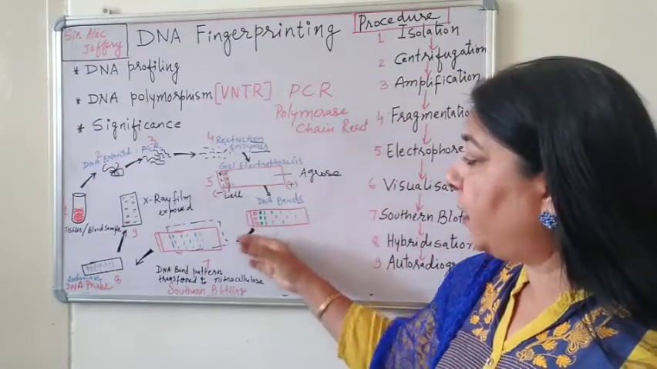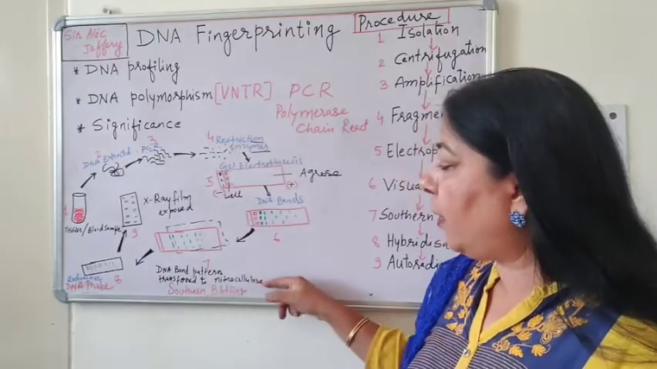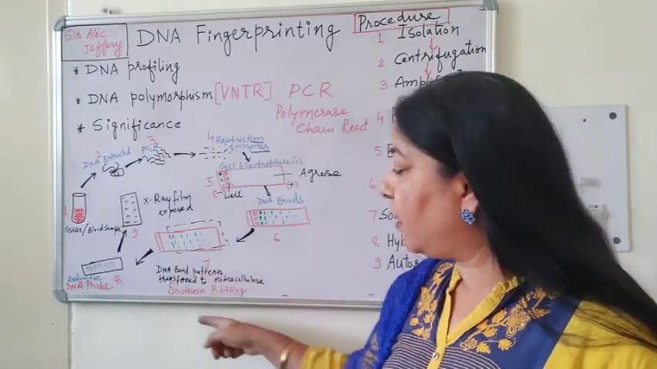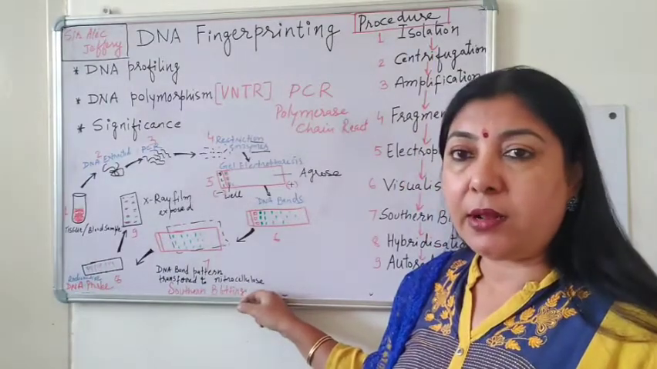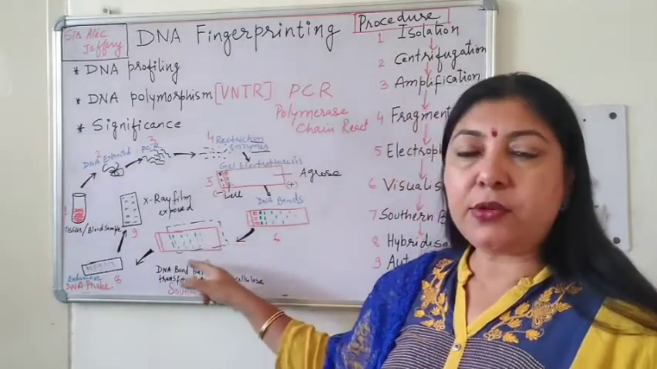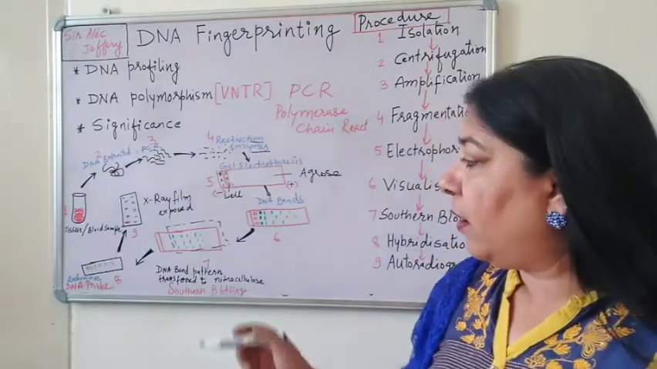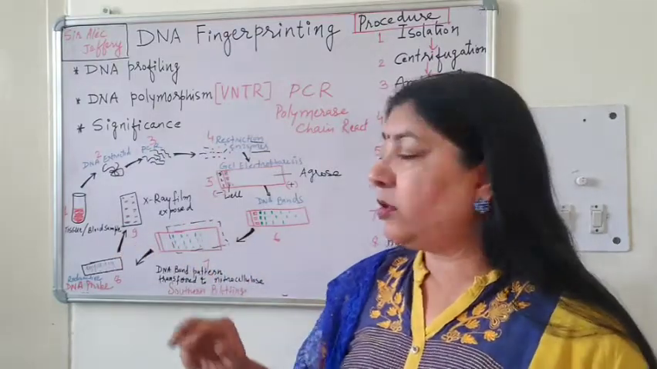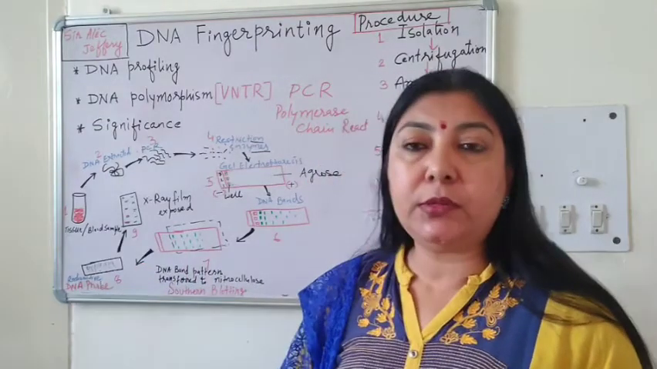What happens once the bands are produced? These DNA band patterns are transferred to a nitrocellulose sheet or a nylon sheet, and this blotting technique is called Southern blotting. Okay, so you can see here this is blotted on this nitrocellulose or nylon sheet. After this is done, whatever pattern has been blotted on the nylon sheet is subjected to DNA probes.